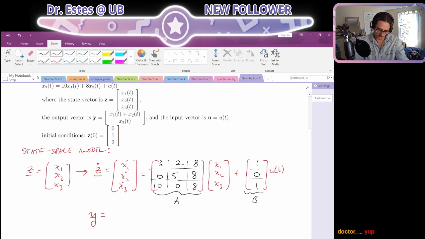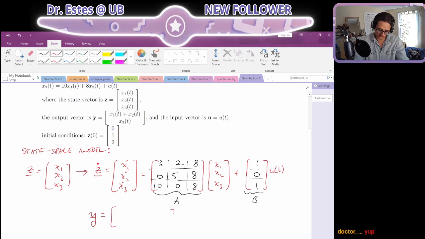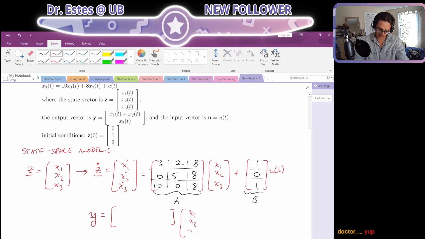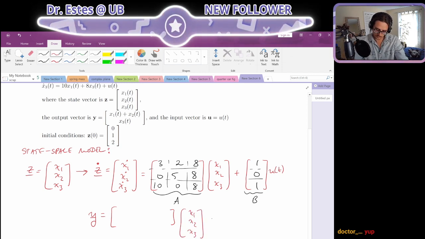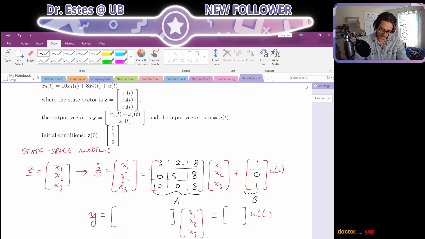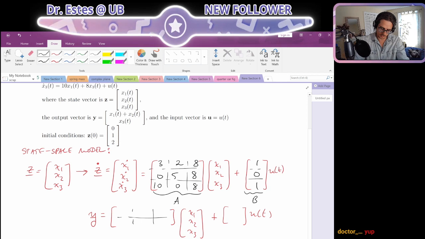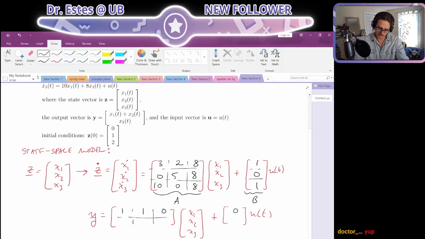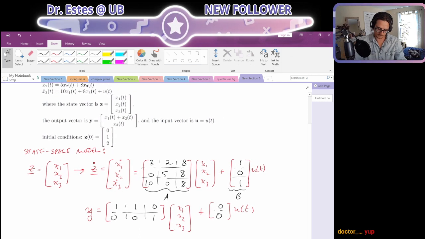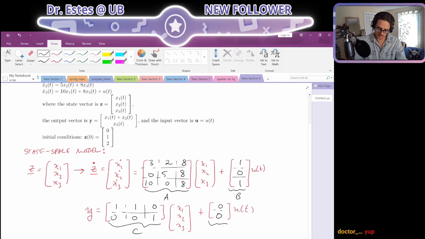Two outputs times our states, x1, x2, x3, and u of t. So this is going to be a 2 by 3. This is going to be 1, 1, 0, 0, and 0, 0, 1, and then another 0 here. C matrix, D matrix.